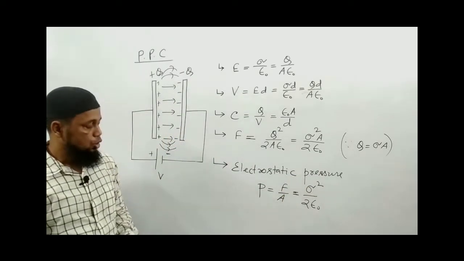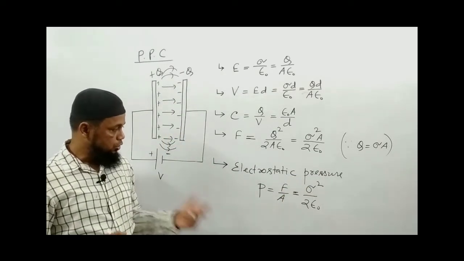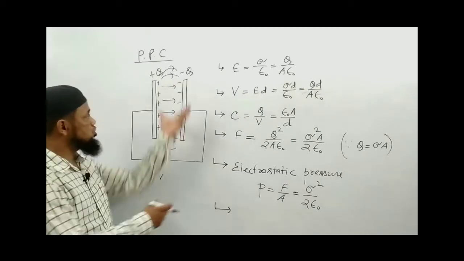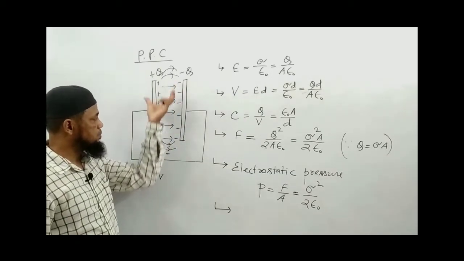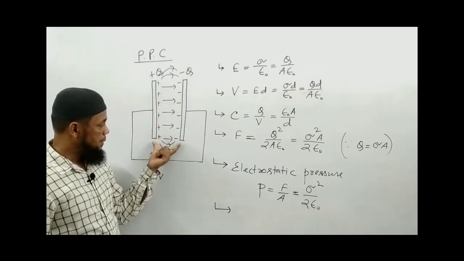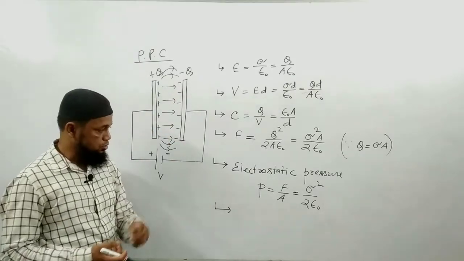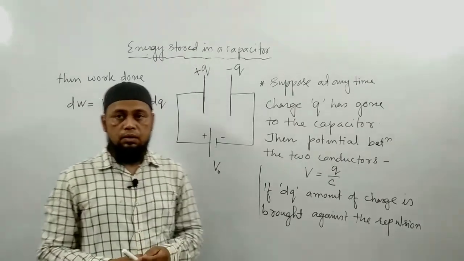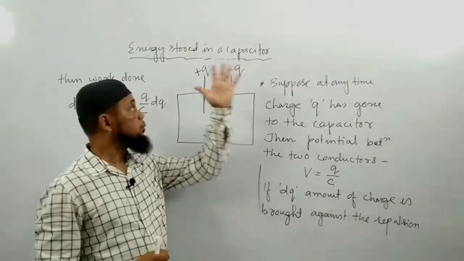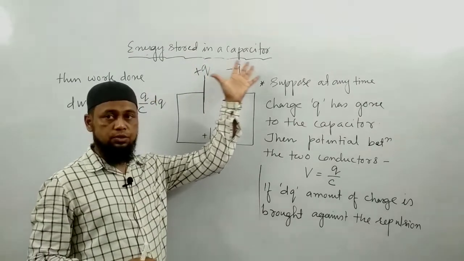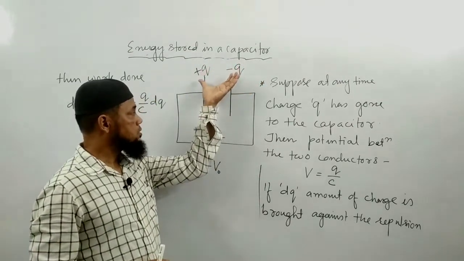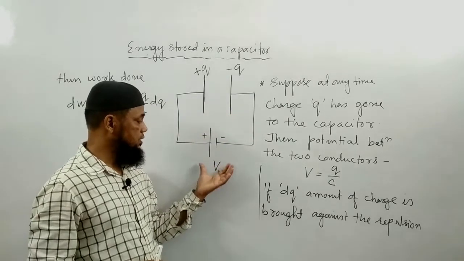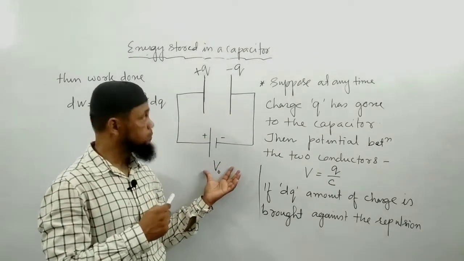In today's class we will be continuing from here, and we will be finding out the potential energy that can be stored in the capacitor, and what the energy density is. Let us proceed. Now let us talk about energy stored in a capacitor. This is a parallel plate capacitor, and across this capacitor I have connected a battery of V0 volt.